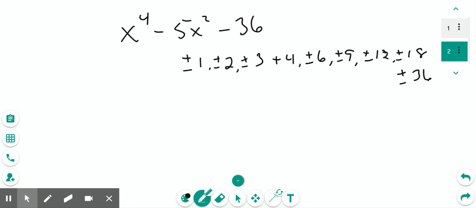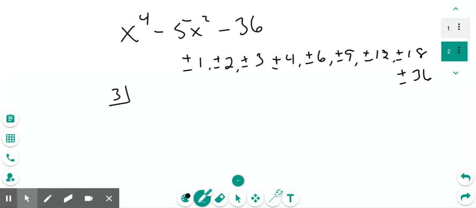Now that is an awful lot of potential real zeros. So we're probably going to start with the positives, work our way up from 1. I've already done this problem, so I know that positive 1, positive 2 don't work. Let's try positive 3.